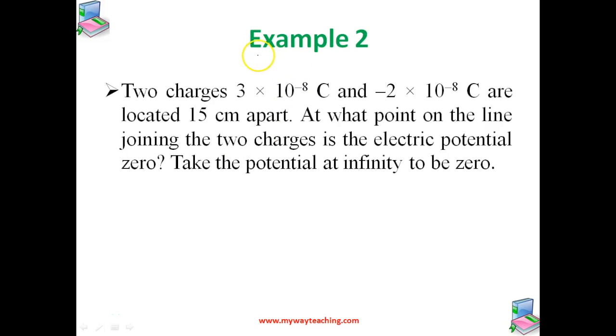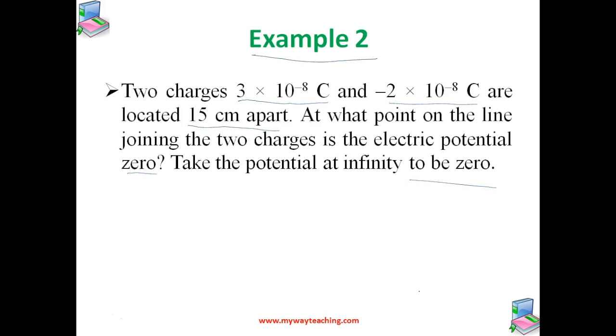In this part, we are going to see simple examples. Example 2. Two charges 3 into 10 raised to minus 8 coulomb and minus 2 into 10 raised to minus 8 coulomb are located 15 centimeter apart. At what point on the line joining the two charges is the electric potential 0? Take the potential at infinity to be 0.